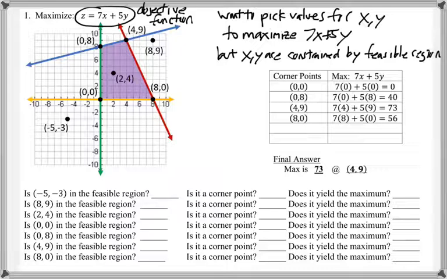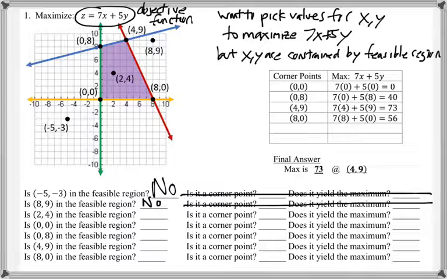So we have a lot of different points of interest here that we're going to talk about. Is (-5, -3) in the feasible region? The answer is no. So immediately, we do not care about it. Is the point (8, 9) in the feasible region? The answer is no. So we do not care about it.